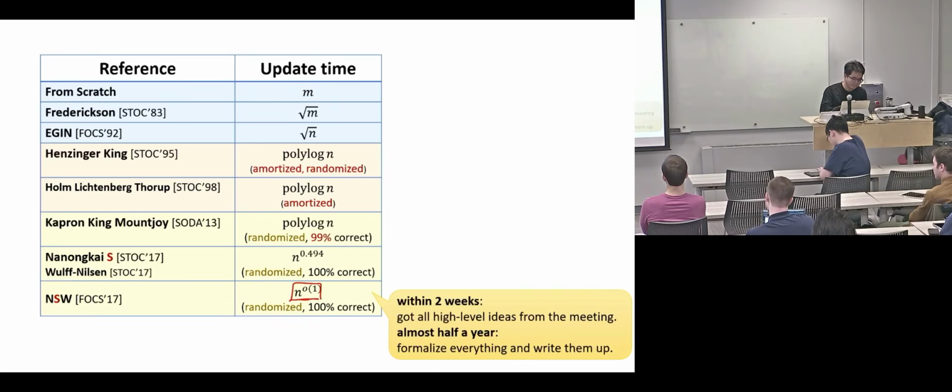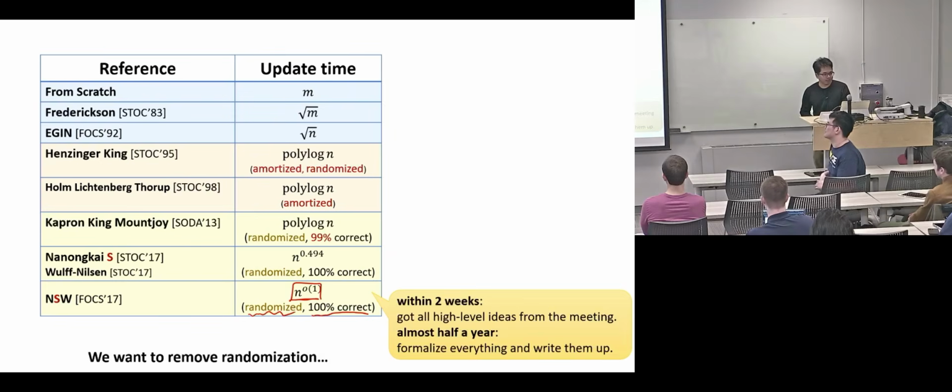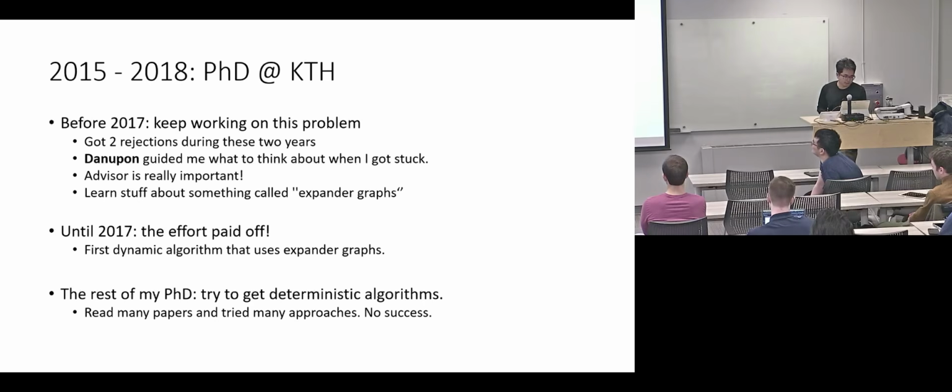Okay. So now it seems very good. The running time is fast, it is 100% correct, but still it is randomized. So the last thing is to remove randomization. And so the rest of my PhD was just trying to remove randomization. But I tried a lot and basically had no success.